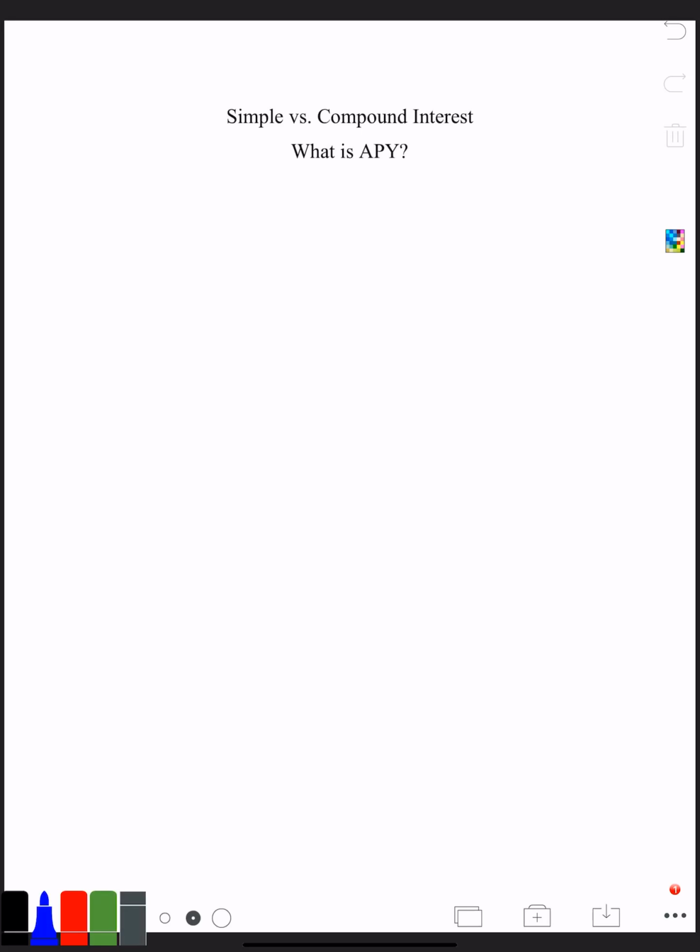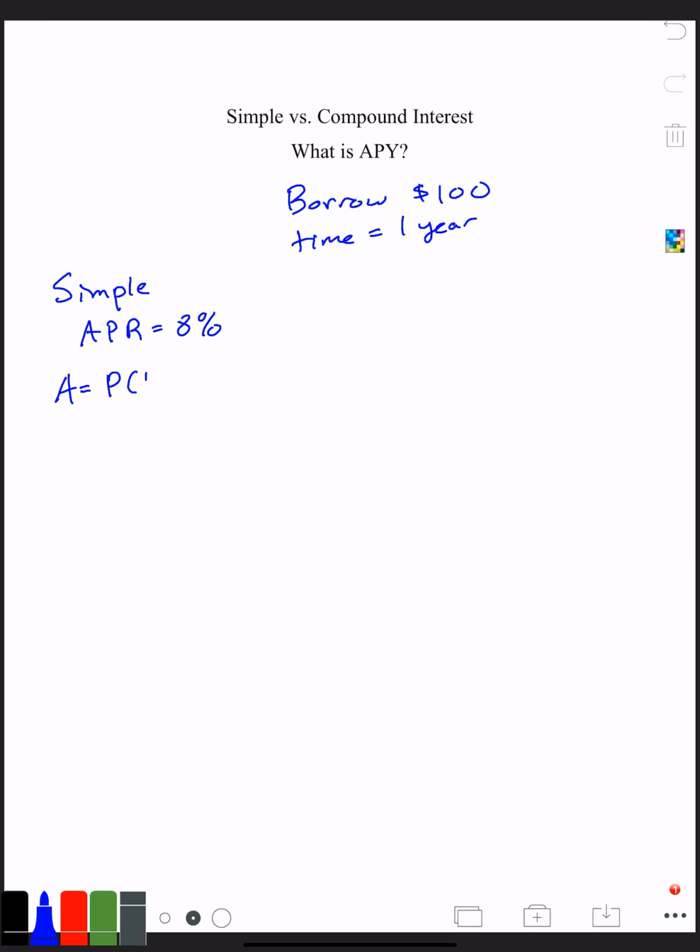In this video, we're going to talk about the difference between simple interest and compound interest. For the sake of argument, we're going to borrow $100, and we're going to see what happens after a time of 1 year. For the first case, we're going to have simple interest, and let's say our annual rate is 8%. By our formula that we had before, the amount you owe at the end of the year is P times 1 plus RT. That's $100 times 1 plus 0.08 times 1. And so at the end of the year, we would owe $108 even.